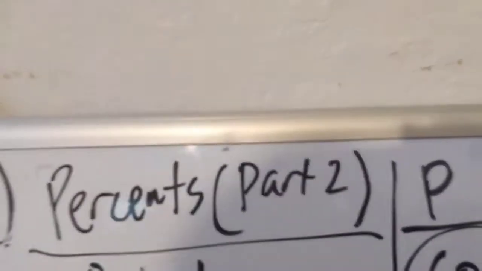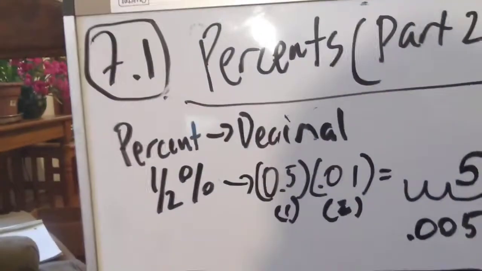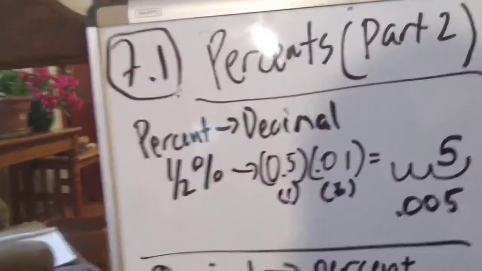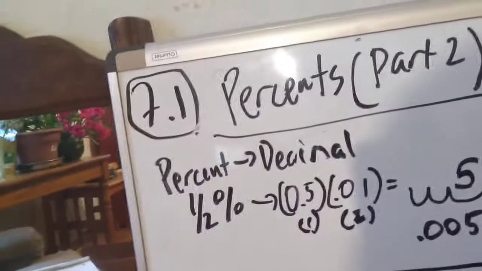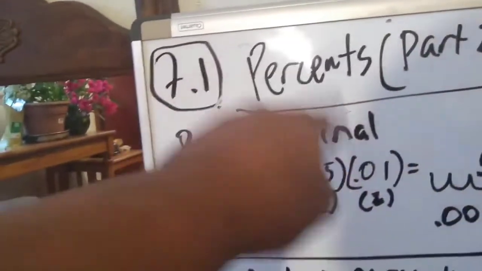So percents part 2. Let's line it up. What we have here is percents part 2. Basically, we've got to talk about the other things. Well, we talked about fraction to percent, percent to fraction. But what about changing the percent to the decimal?